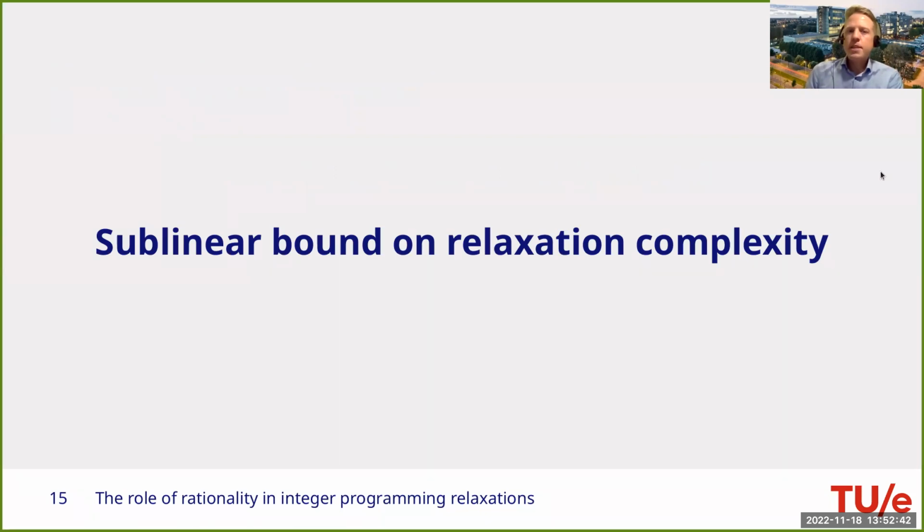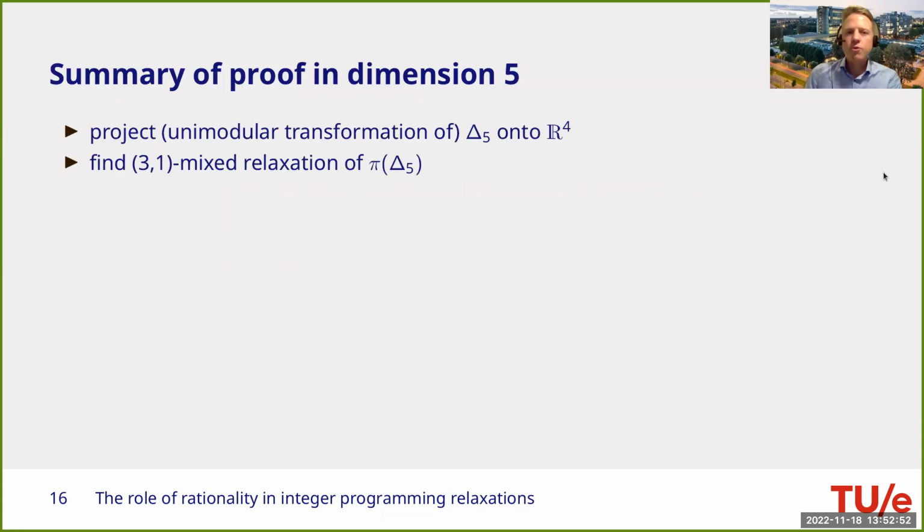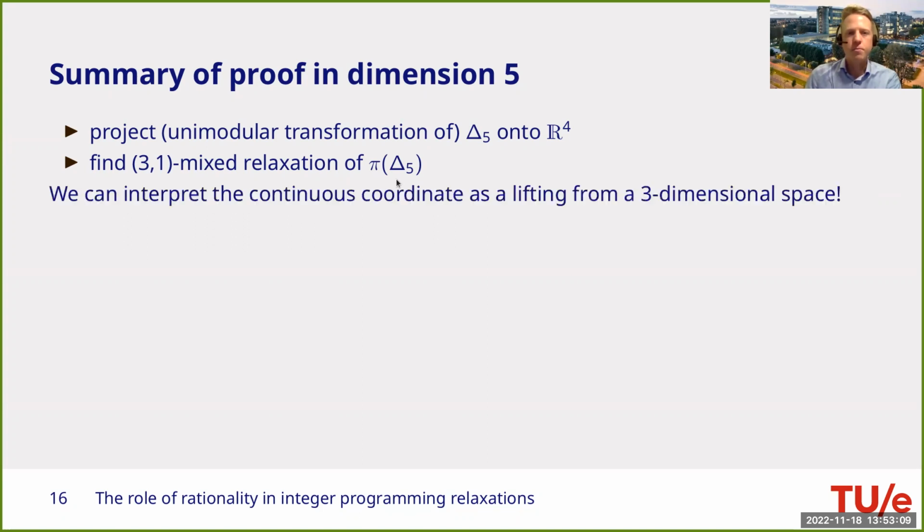And to prove the sublinear bound, the second result that I mentioned in the beginning, we essentially use the same construction, but we generalize it, and it becomes a little bit more technical. So let's try to summarize the steps in our proof. What did we do first? First, we considered a unimodular transformation of the simplex, and we projected onto a space with a dimension less. And then we were looking for a mixed relaxation of this set of projected points.